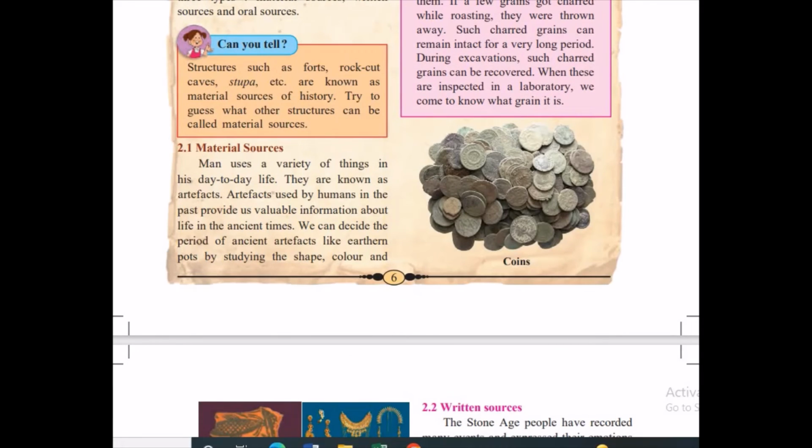Now you can see in the picture, there are coins. Now this is all the information about the material sources.